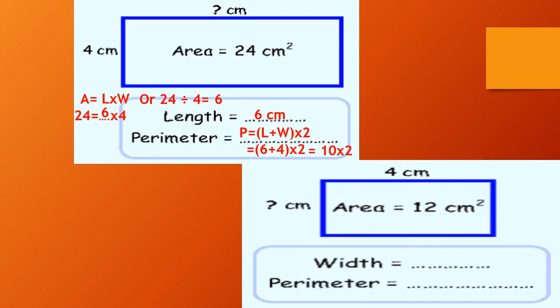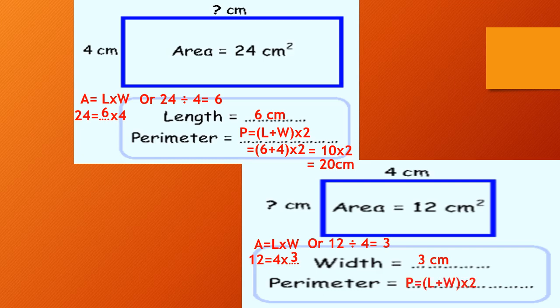A rectangle with an area of 12 centimeters squared, its length is 4 centimeters. We want to know what is the width. I know that the area of the rectangle is length by width. So 4 by what equals 12? 4 by 3 equals 12, or 12 divided by 4 equals 3. So the width is 3 centimeters.